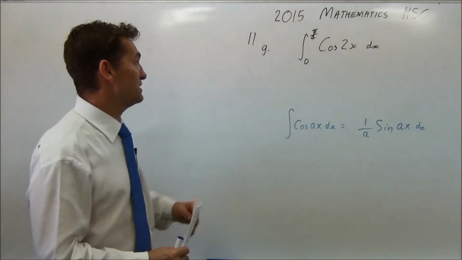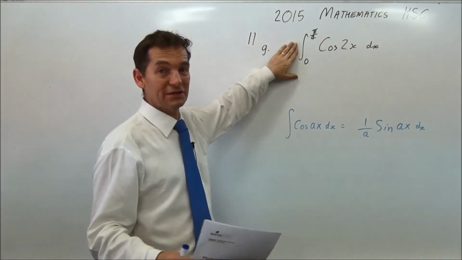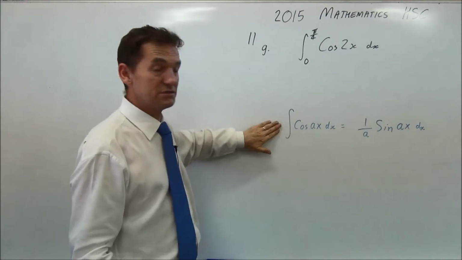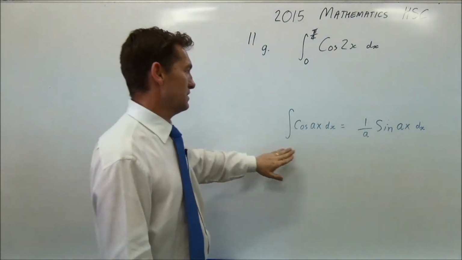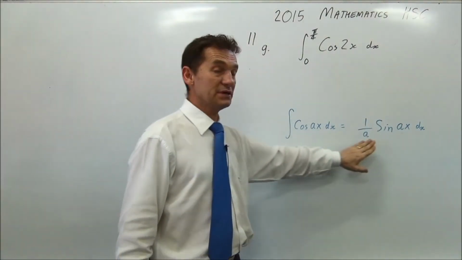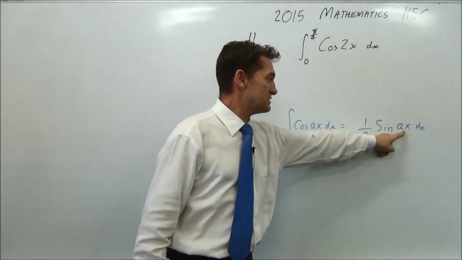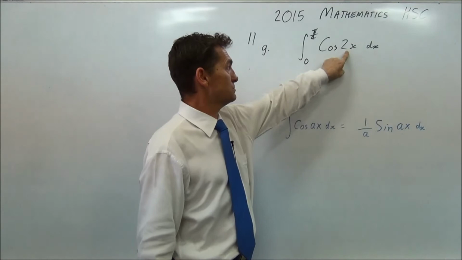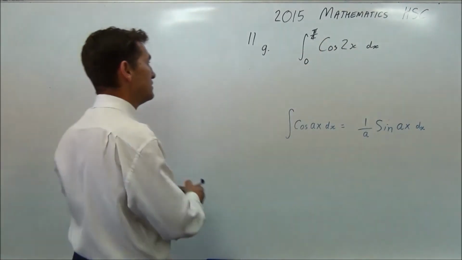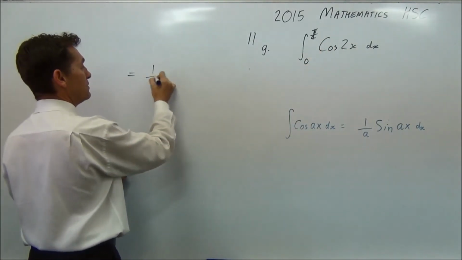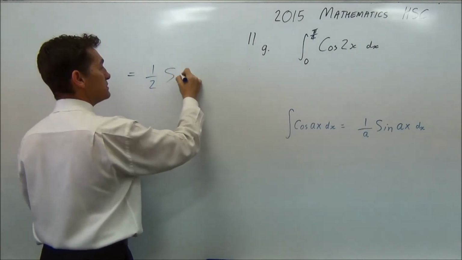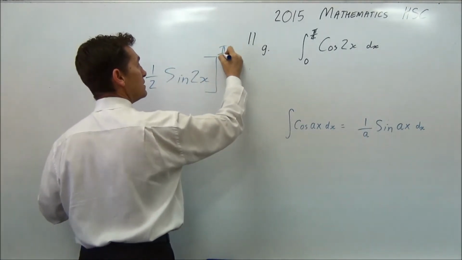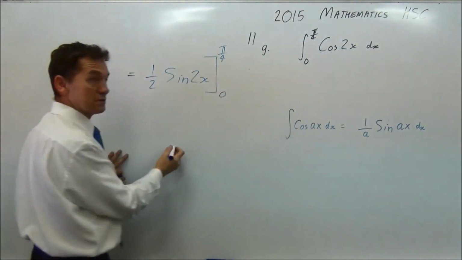Okay, 11g. So this one we've got to integrate again, so it should be straightforward. And on the back of your sheet is this formula. So they give it to you. If you integrate cos, you're going to get sine. And notice this a, whatever value is there, goes in front and underneath. So this 2 will go in front and underneath. So we're going to get 1/2 sine 2x.